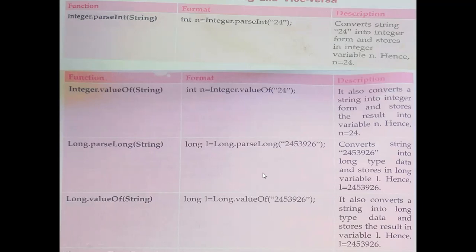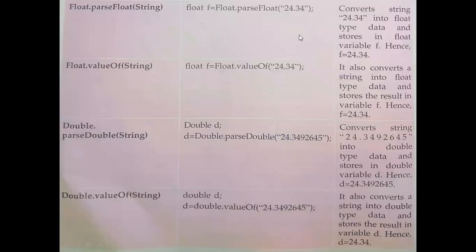Similarly, to convert a string to float format, we use Float.parseFloat or Float.valueOf. Similarly, Double.parseDouble or Double.valueOf. To convert from string to primitive, we can use these methods.